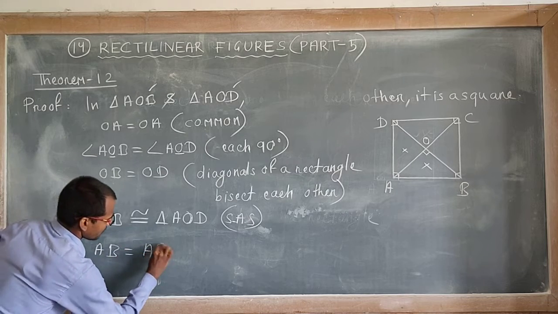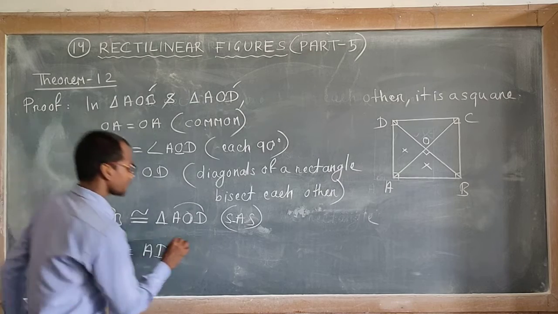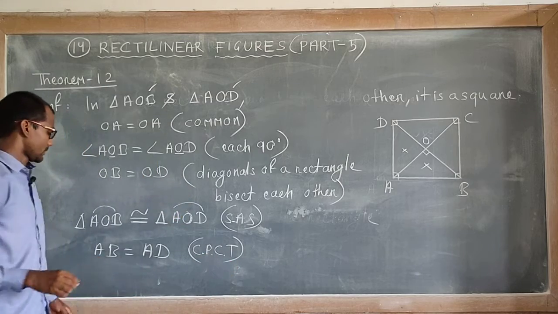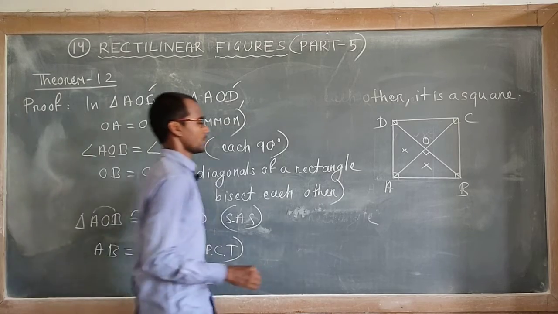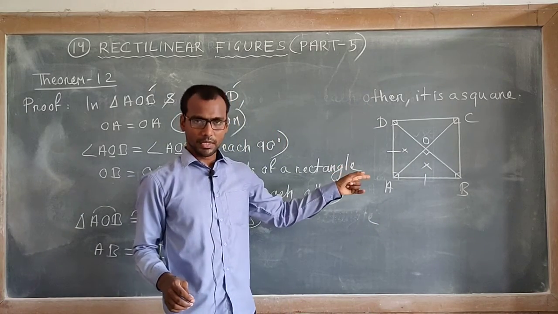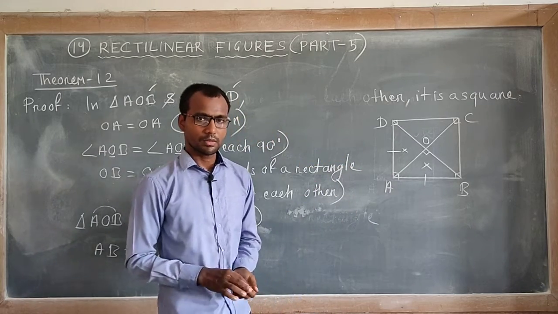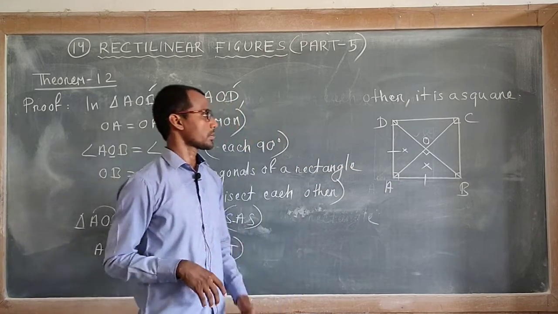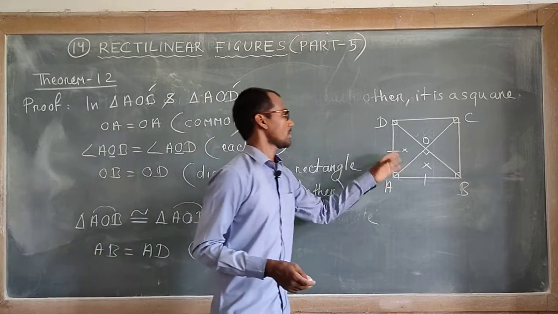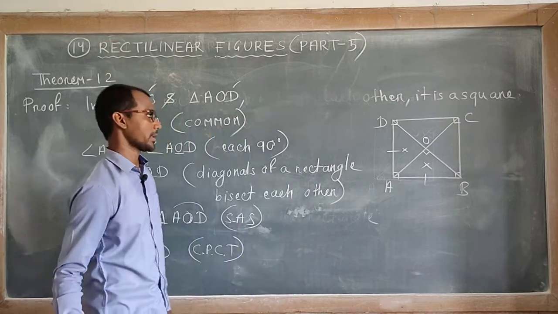So now you can write AB is equal to AD. So we got AB is equal to AD. But they are adjacent sides of the rectangle. These two are adjacent sides of the rectangle, so it is a square using theorem number 10. So now you can write: ABCD is a rectangle, and AB equal to AD, which are the adjacent sides, so it is a square using theorem number 10 here.